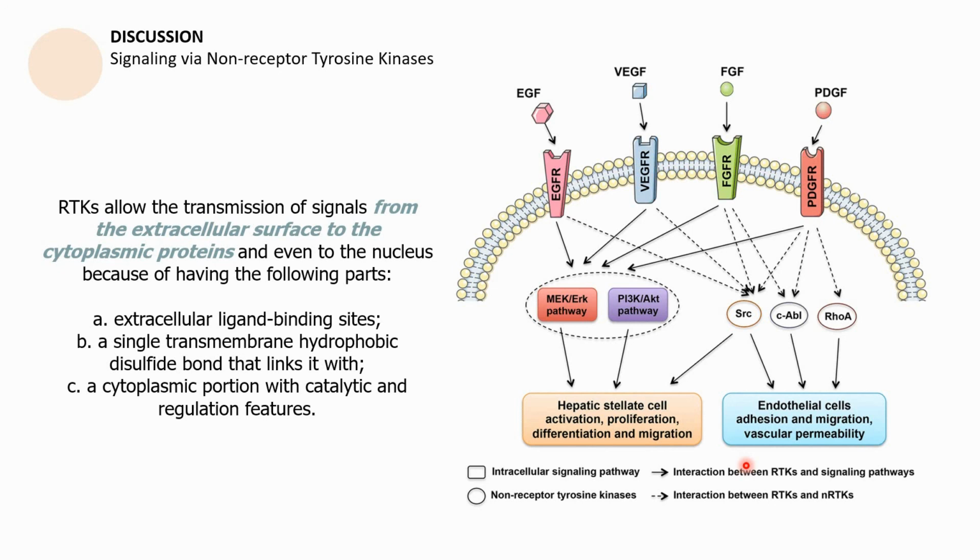So, ang isang RTK, ang isang receptor tyrosine kinase, it has the following parts. An extracellular ligand binding site, okay, that is found in the extracellular space. Doon pwedeng mag-bind yung mga ligand. Then meron din siyang next part which is a single transmembrane hydrophobic disulfide bond na naglilink dun sa ligand binding site, dun naman sa cytoplasmic portion with catalytic and regulation features. So para siyang catalytic receptor pathways.